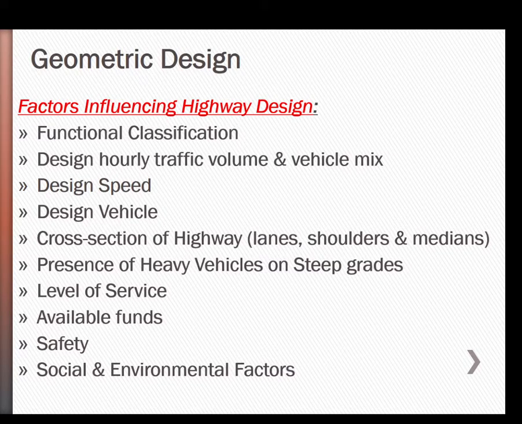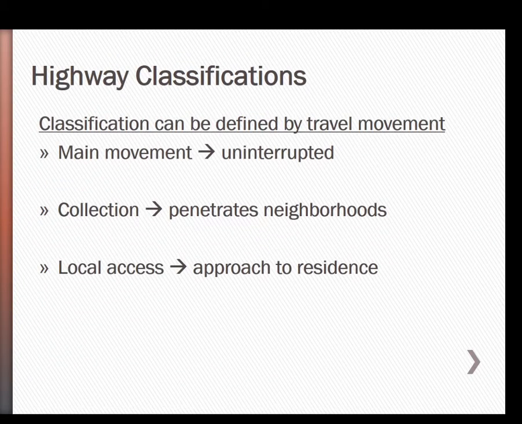You notice here that number one, and most of these factors depend on it, is what we call functional classification. So when we say function, we mean that the road has a function to move people, right? And also to give people access to something. And here comes the main idea of functional classification. Highways, in general, can be defined by the travel movement. When we define travel movement, we have three types of movement.